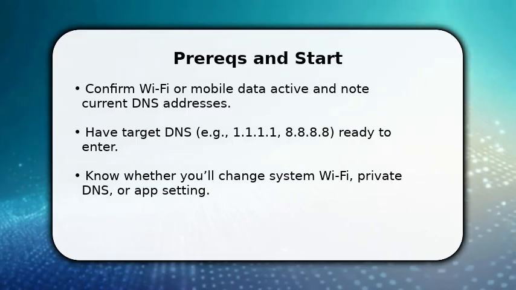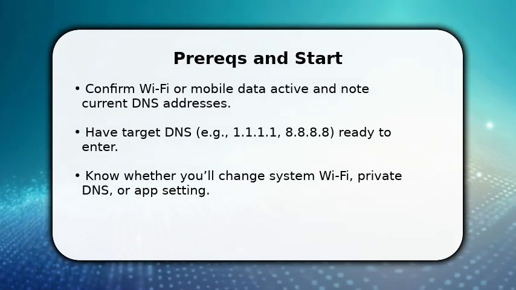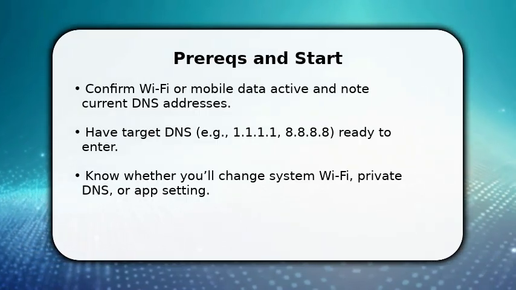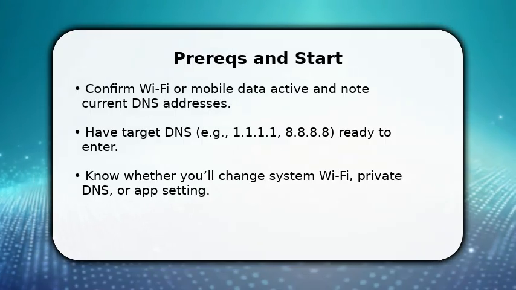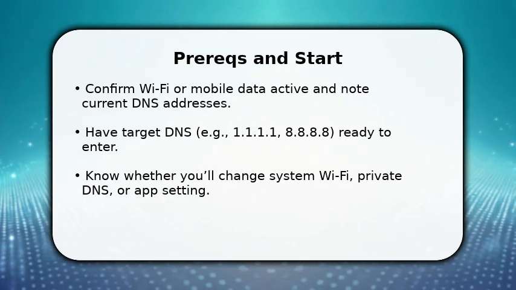If changing Wi-Fi DNS, long press the network name and select Modify Network. Enable advanced options. If using private DNS on Android, scroll to Private DNS. You're starting practical configuration now, so keep your chosen DNS addresses visible and ready to paste or type.